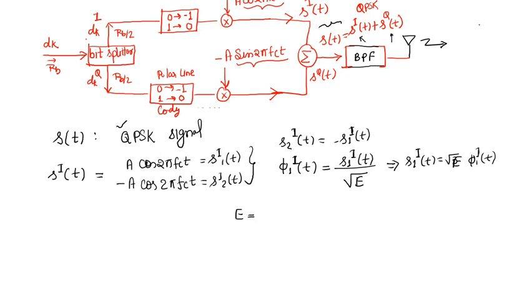So the energy is A square, now you just square this term, and you have to integrate it between 0 to TB. Why? Because I told you that the bits going through the in-phase channel are at half the rate of the bits actually coming into the QPSK setup, and therefore the bit duration for this dki will become double the bit duration for this. So if it is TB, it will become 2TB.